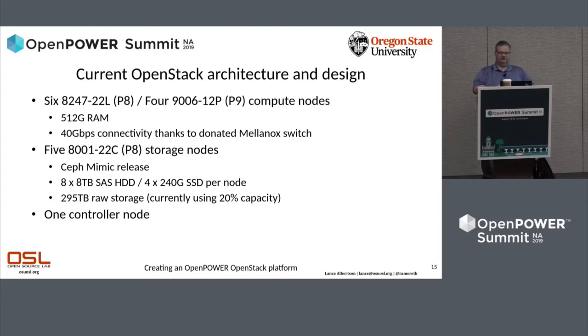We're currently running the Mimic release, and it has almost 300 terabytes of raw disk storage. And we're currently only using about 20% capacity of that cluster. So we're doing pretty good on the capacity side. And then we just have one controller node that manages all of the various API services between all those nodes.